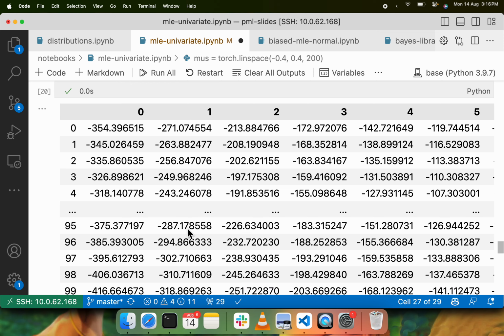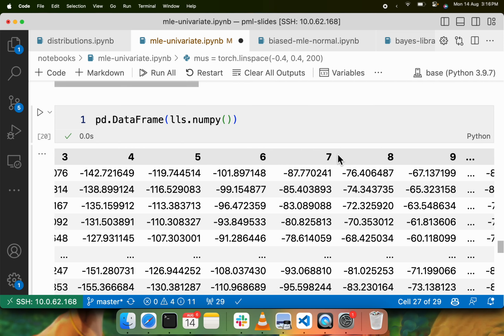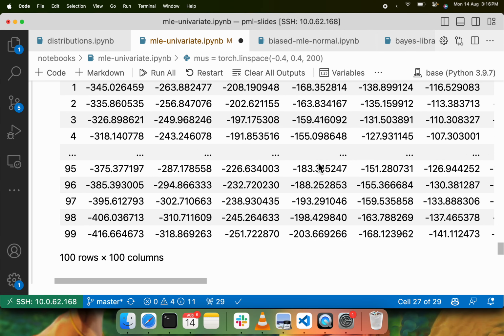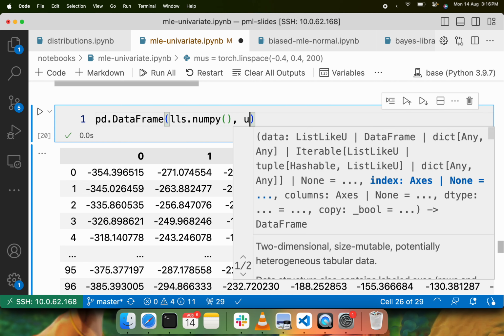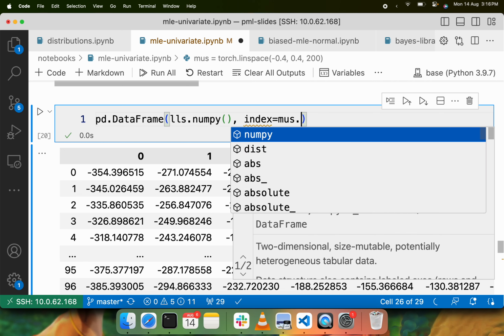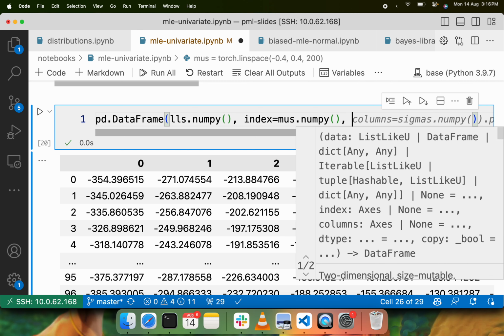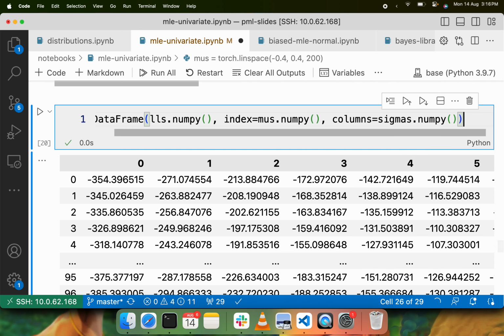So, you have mu's along one of the axes and sigmas along the other axis, and then you get this 2D grid. Now, in this 2D grid I am trying to figure out which value of mu and sigma will give me the minima. So, this is through a grid search procedure. If you wanted to make this fancy, you would write index equal to mu's dot numpy and columns equal to sigma dot numpy. I don't want to plot.